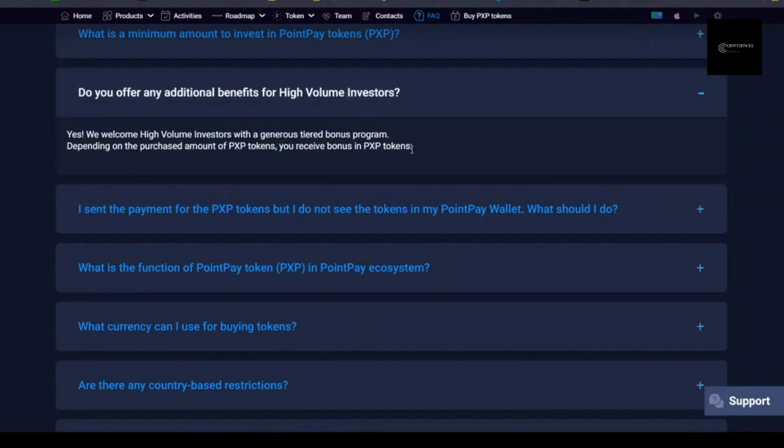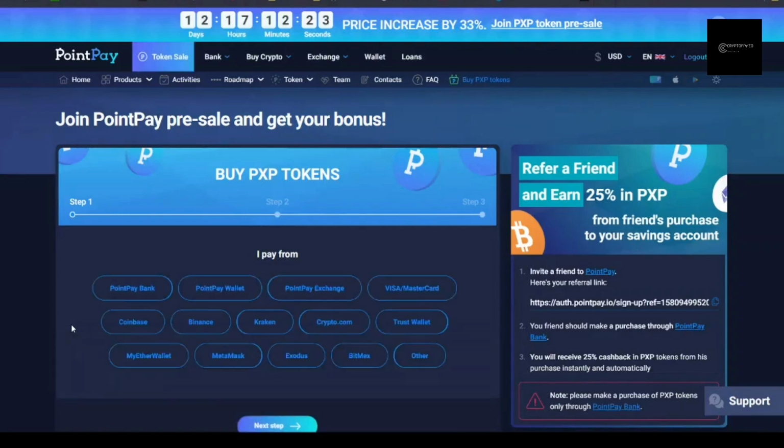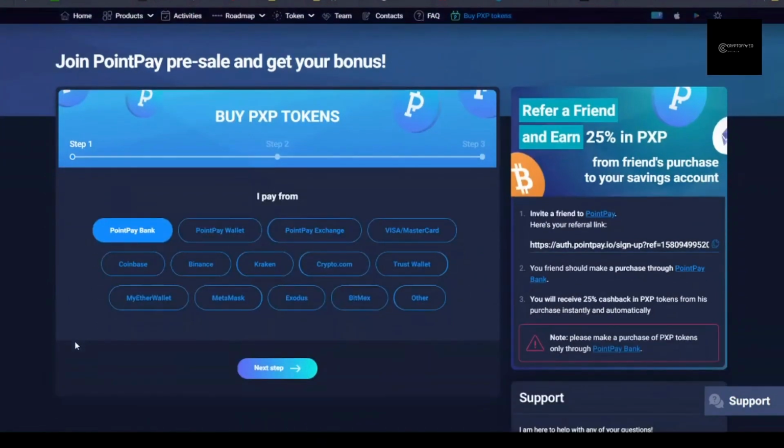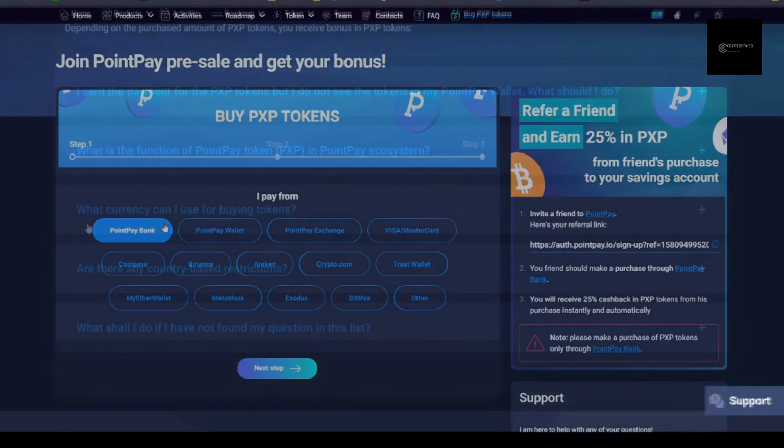In order to pay with these two cryptocurrencies, you will need to transfer them into your PointPay wallet, or easily buy them directly from the PointPay platform. Once you hold Bitcoin or Ethereum, the buying process is pretty simple, and the only thing to do is to convert your Bitcoin or Ethereum into PXP tokens. Also, depending on the amount invested, every user will receive a bonus in PXP tokens.